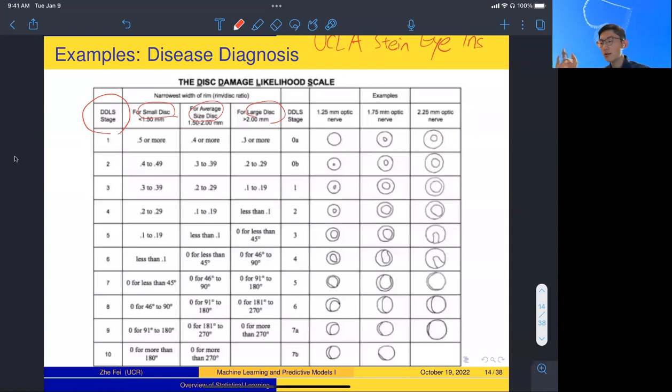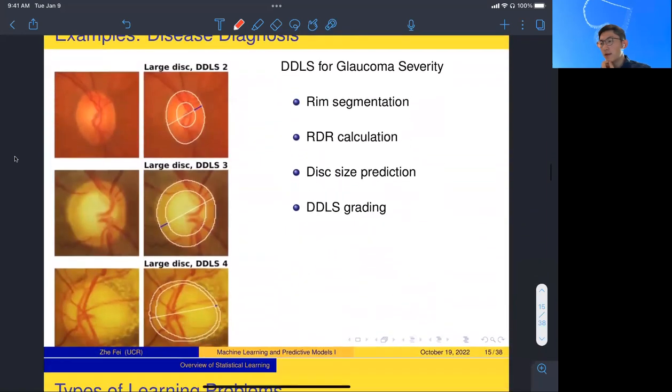So we need to determine this because people's disc size vary. Whether the patient's disc size is small, medium, or large, then based on the size, we will look at the so-called narrowest width. This narrow width, in other words, is the rim to disc ratio. So that is a value or a measure that we calculate. The smaller the ratio is, the more severe your glaucoma is. And that is what we want to learn from patients' optic disc images.